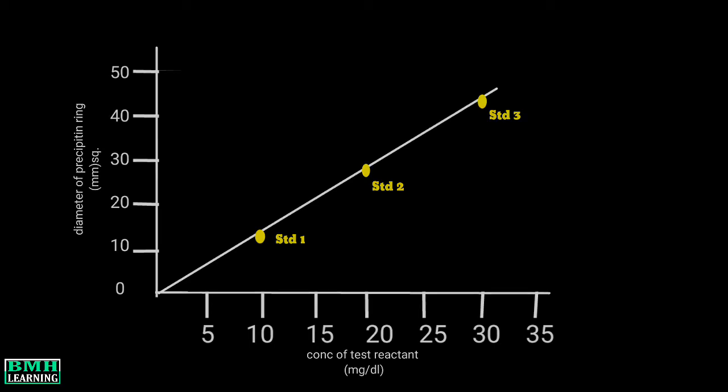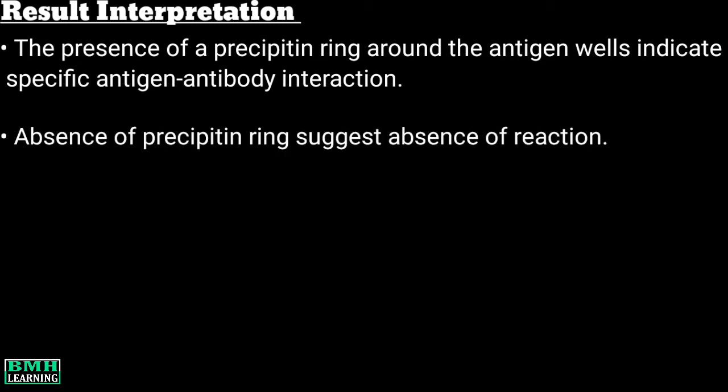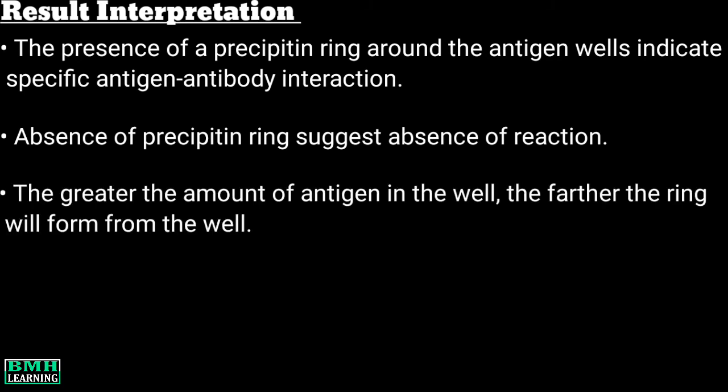Now let's discuss the result interpretation of radial immunodiffusion. The presence of a precipitin ring around the antigen wells indicates specific antigen-antibody interaction. Absence of a precipitin ring suggests absence of reaction. The greater the amount of antigen in the well, the farther the ring will form from the well.